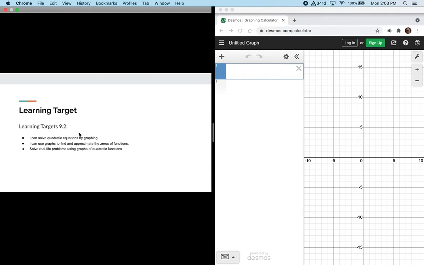Here are three learning targets for the day. We're going to be able to solve quadratic equations by graphing them. You can use the graph to find and approximate zeros, and then solve some real-life problems that go with these.